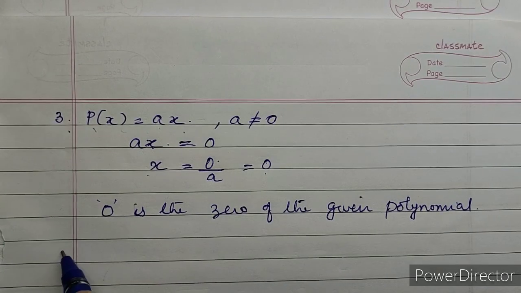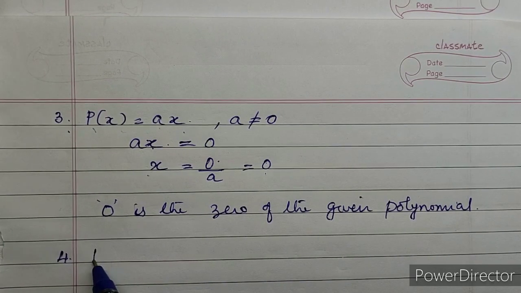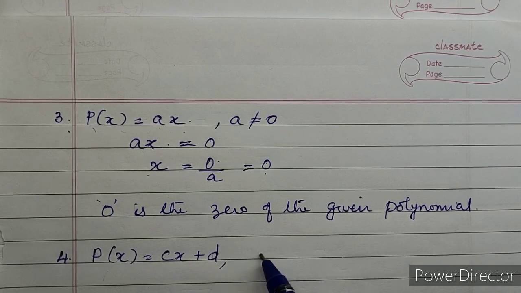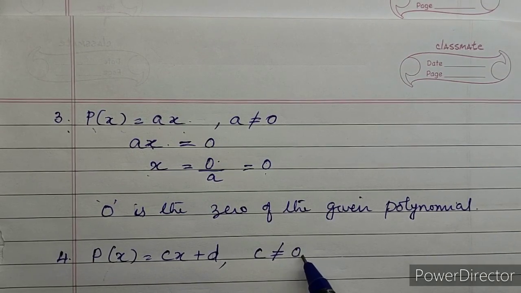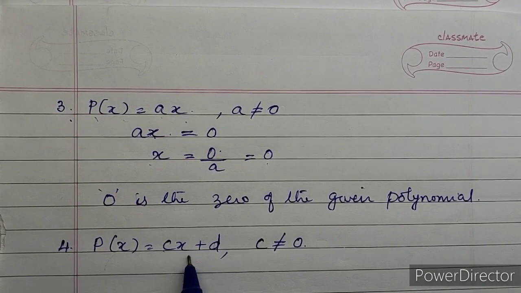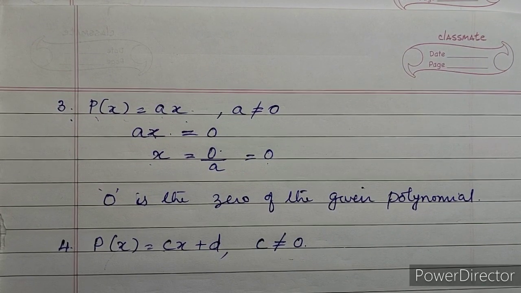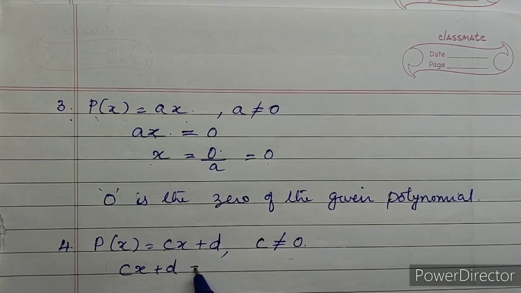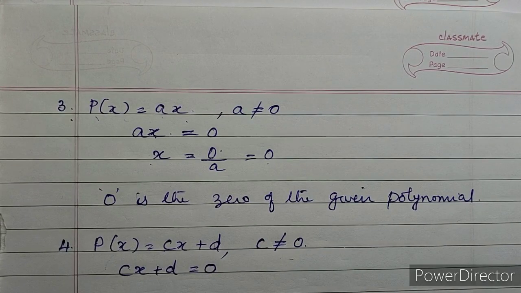Fourth sum, p of x is equal to cx plus d, where c not equal to 0. If c becomes 0, that x term will become 0. That's why that condition they have given. Now what you have to do first step to find the 0 of this polynomial? Given polynomial, you have to equate it to 0. Then what you should do? You have to find the x value.